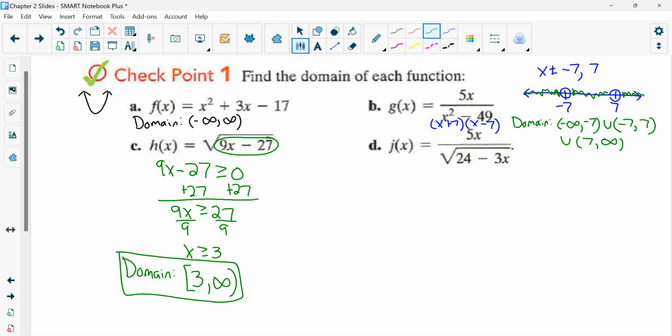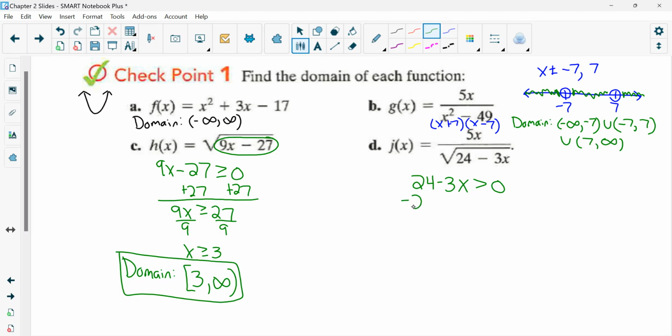And then for letter D, we have a square root in the bottom of a fraction. So for the square root part, we know it has to be greater than or equal to 0, but since that square root's in the bottom of the fraction, can it equal 0? No. So we're still going to take the radicand, what's underneath the square root, but now instead of it being greater than or equal to 0, we're just going to say it has to be greater than 0. It can't be negative, and since it's on the bottom of the fraction, it can't be 0 either. So we're just saying greater than 0.